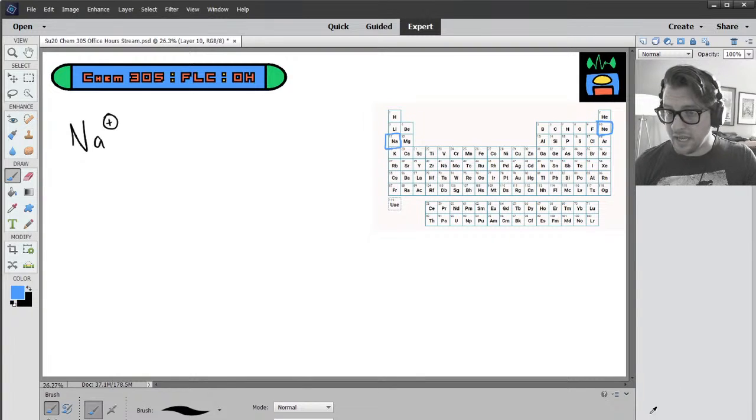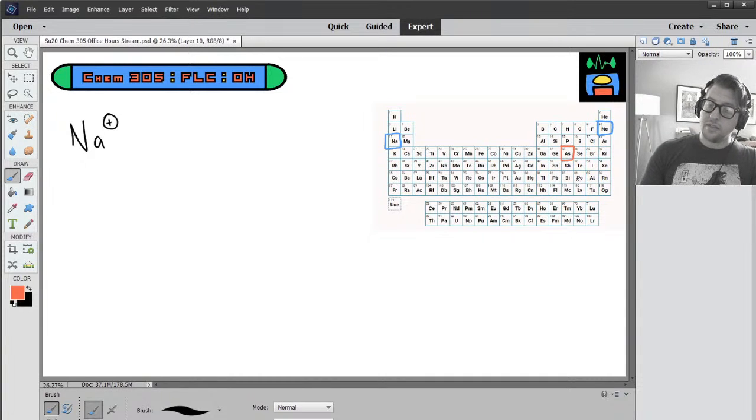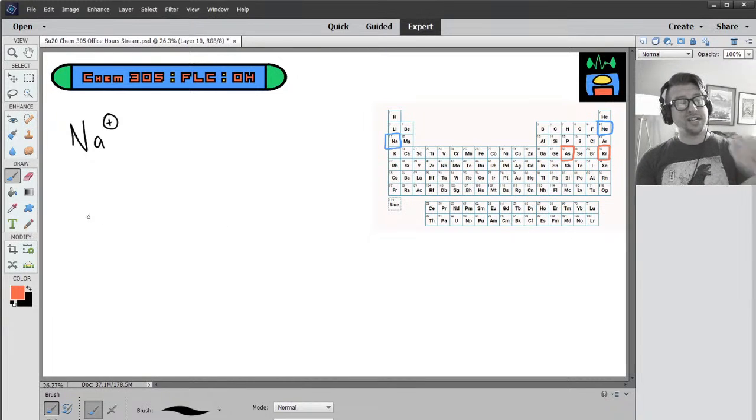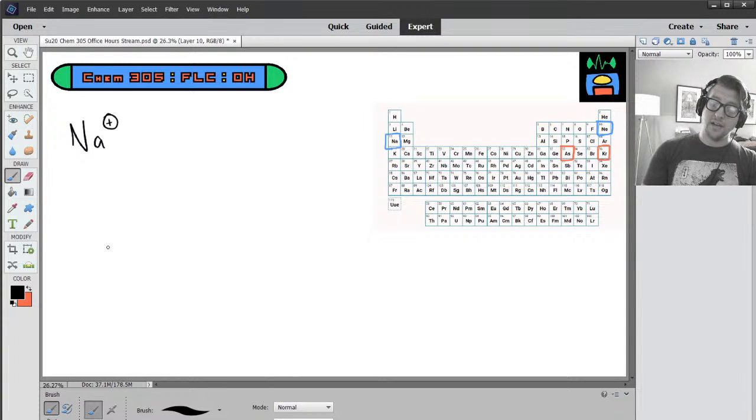Then if you look at arsenic, As, it has 33 electrons. It wants to be like its nearest noble gas, krypton, which is 36. So arsenic as an ion, when it turns into arsenide, wants to gain 3 electrons. So as an anion, arsenide will have a charge of -3.